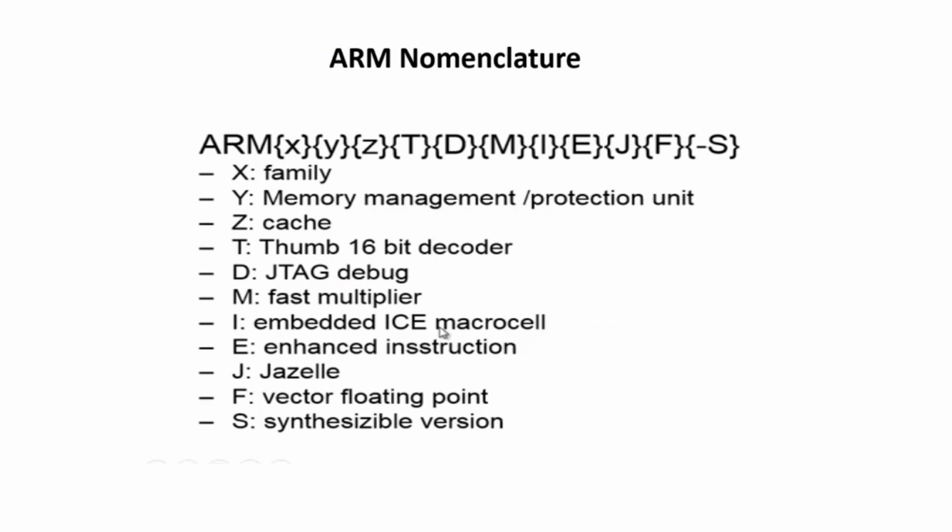Now we can see the ARM nomenclature: ARM X, Y, Z, T, D, M, I, E, J, F, S. X stands for family, Y for memory management, and Z for cache. T is Thumb 16-bit decoder. D is JTAG debug. M is a fast multiplier. I represents embedded ICE macrocell, E is enhanced instruction set, and J is Jazelle. F is vector floating point. S is synthesizable version.